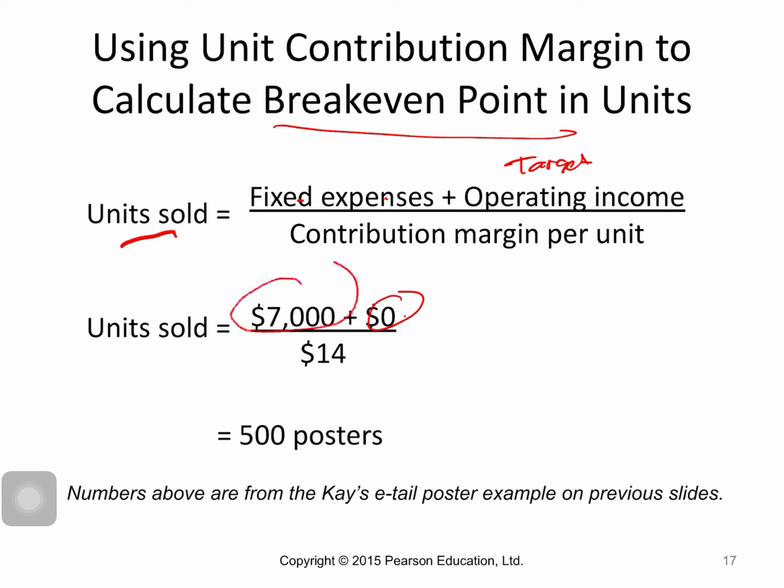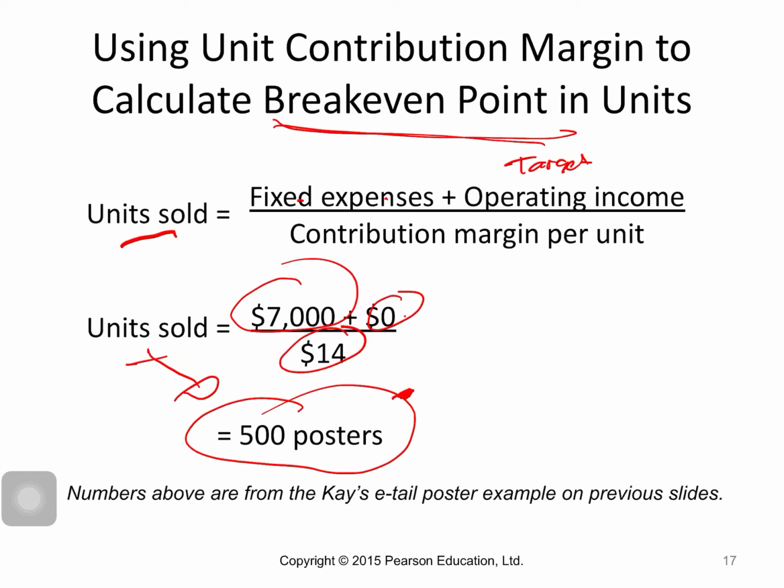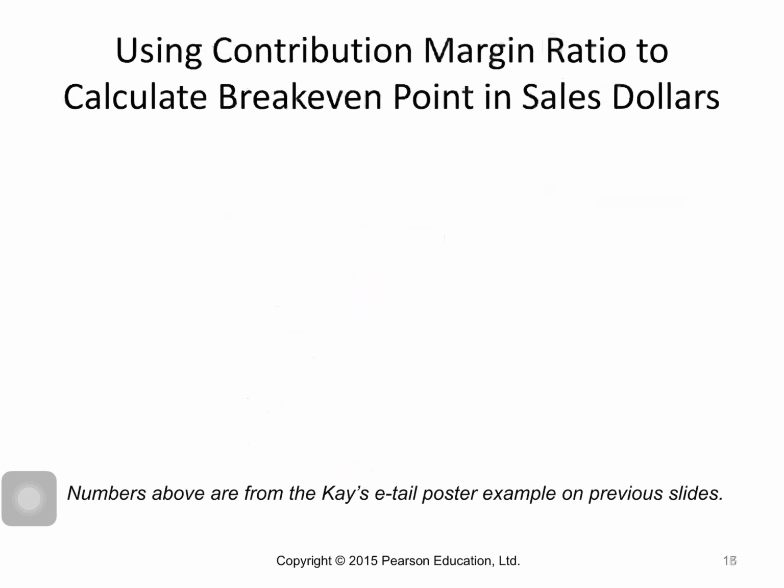And then fixed expenses is 7,000 from the previous slide. And then contribution margin per unit is $14. So the units sold equals 500 posters. So what does it mean? What does this figure mean? If you sell 500 posters, you will get the break-even point condition. Meaning if you sell 500 posters, you will get zero profit and zero loss.